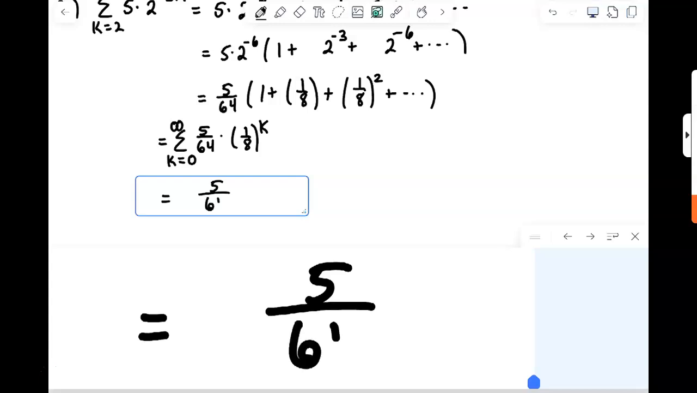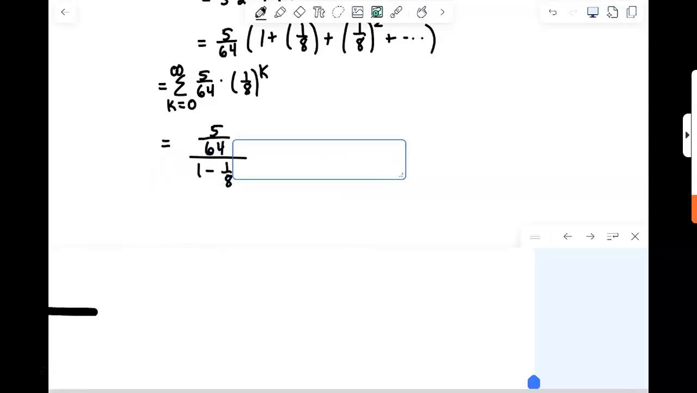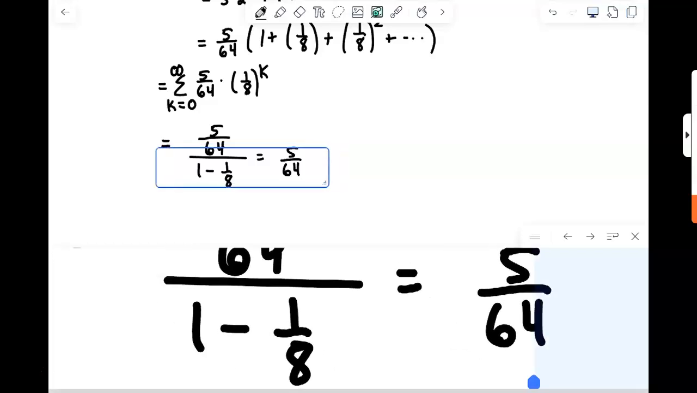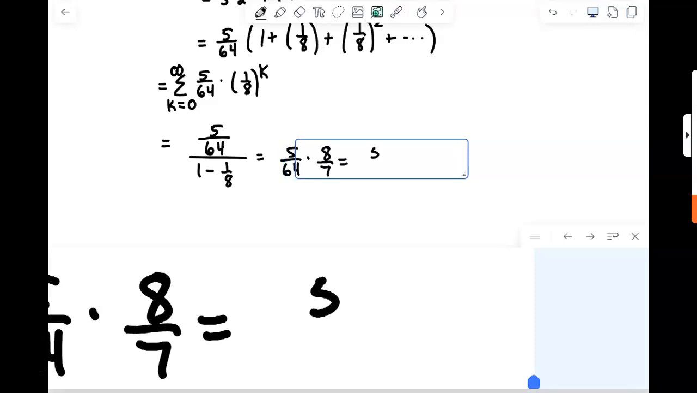A, 5 over 64, divided by 1 minus 1/8. So that's going to be 5 over 64 divided by 7/8. Dividing by 7/8, we would multiply by the reciprocal, 8/7. 8 and 64 will cancel to be 8, and that would leave us with 5 over 56. 5 over 56. And so this one converges to 5 over 56.